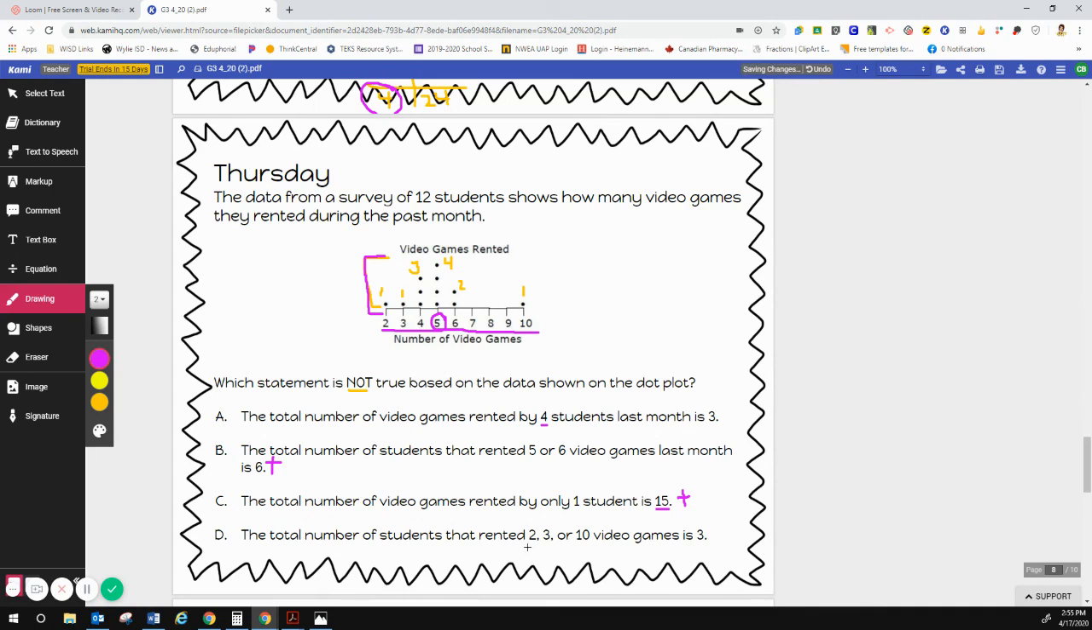The total number of students that rented 2, 3, or 10 video games is 3. Think about that for a second. We're just looking at the students that rented 2, 3, and 10. So 1 here, 1 here, 1 here. That does equal 3, so that's true. The only one that can't be true is A. Good job, guys.